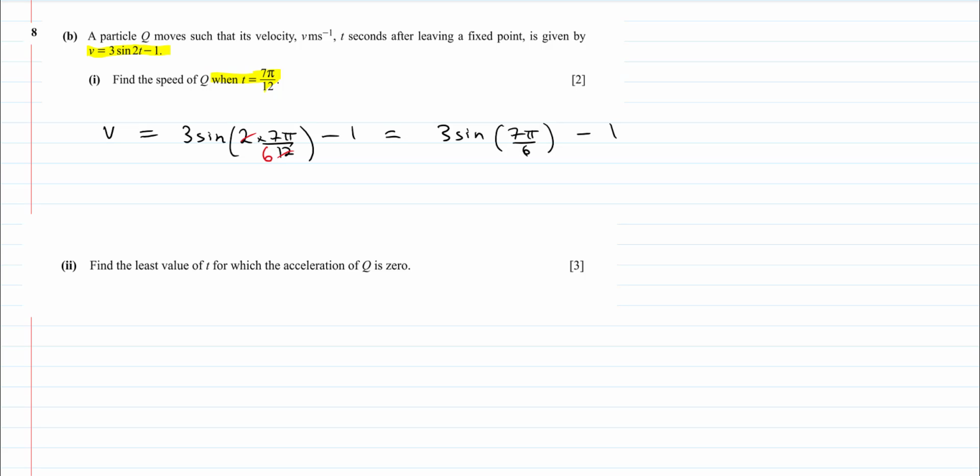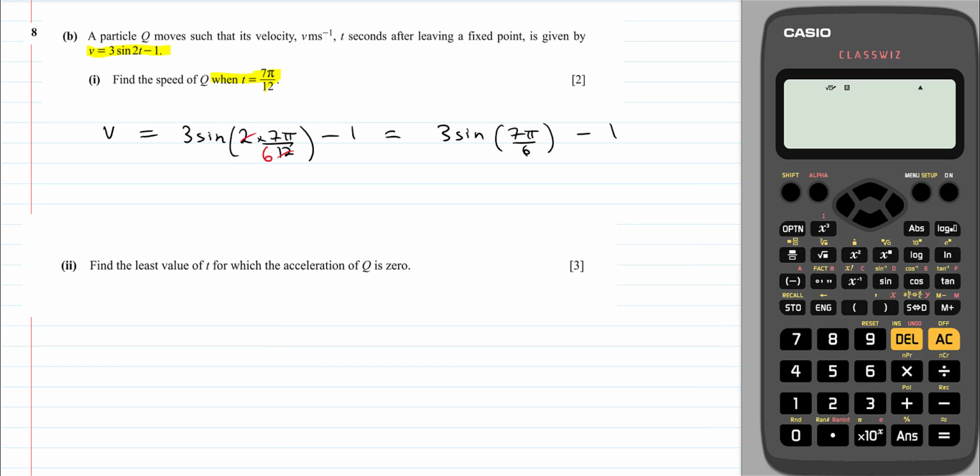And sine of 7 pi over 6 is going to be in the third quadrant, so sine is going to be negative, and sine of 7 pi over 6 is negative a half. You could also just work that out on your calculator. So if I bring up the calculator, just make sure we're in radians mode. We just want sine of 7 pi over 6, and that is going to equal negative a half.